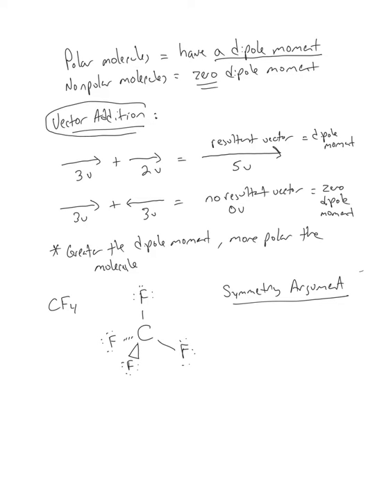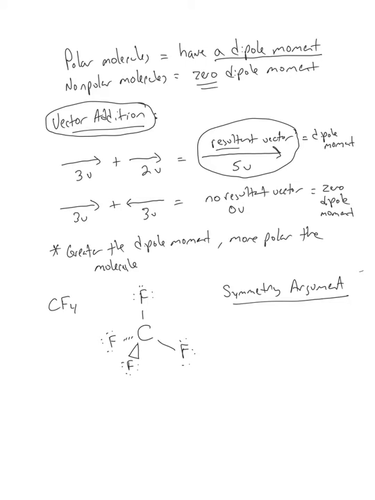Here's a quick little visual of vector addition. I know some of you got to vector addition in your math classes. Hopefully you did. If not, this is just a quick rundown of that. Let's say you have two dipoles. One has 3 units to the right, and the other one has 2 units to the right. Because they're both pointing in the same direction, when we add the vectors together, it adds up to an overall vector that is 5 units large.